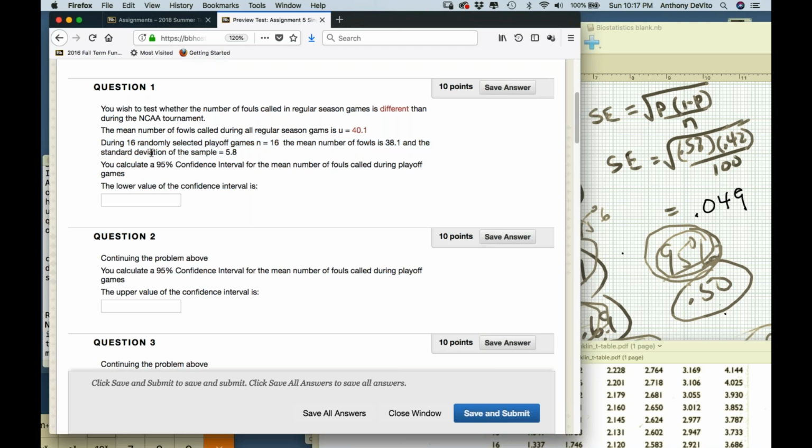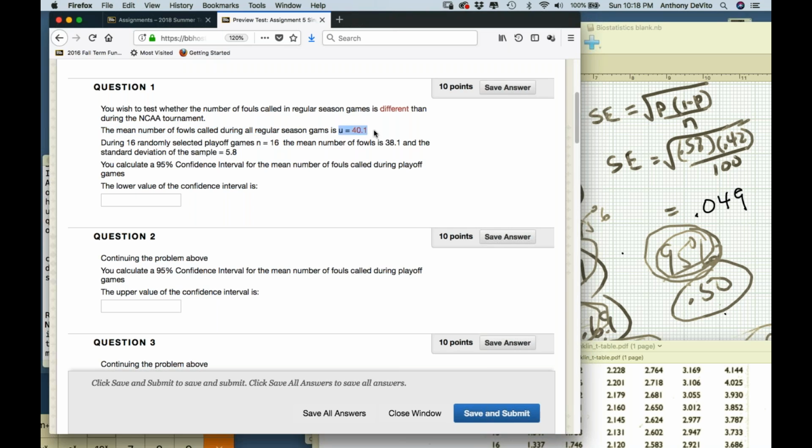Okay, during 16 randomly selected playoff games, n equals 16, the mean number of fouls is 38.1, and the standard deviation is 5.8. Well, what's happening here? We have a set number, and we want to predict whether the mean mu for postseason play is the same as mu for regular season play.